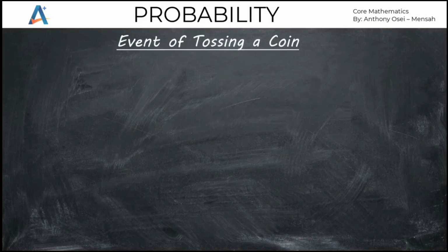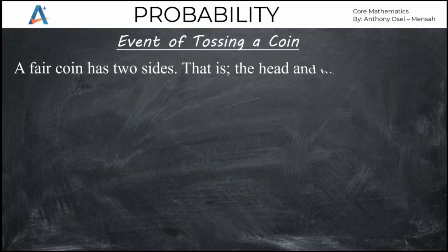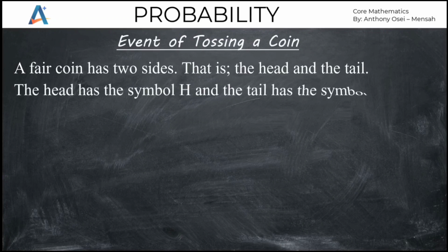When you toss a coin, you cannot be certain about the appearance of the coin or the particular part of the coin that will show. So from here, we are going to talk about a fair coin. Now, we should know that if a coin is fair, or unbiased, it has two sides. That is a head and a tail. So there are two sides of a fair coin. The head has a symbol H and the tail has a symbol T.